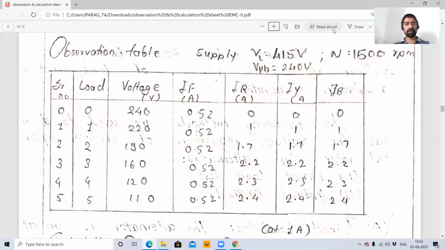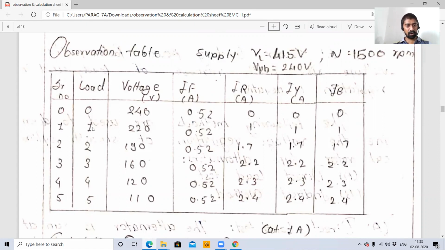So after performing the load test on the alternator, we are getting this observation table. If you observe this observation table, your first reading is a no load reading. At no load, we are getting the terminal voltage of 240 volt with the field current of 5.5 ampere. Armature current in R phase is 0, Y phase is 0, and B phase is 0.